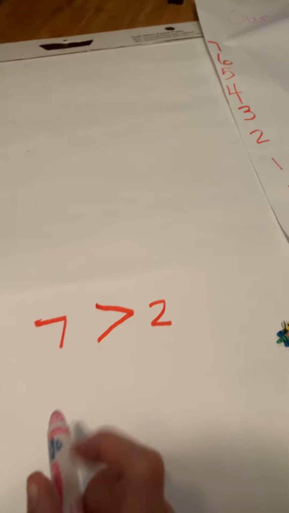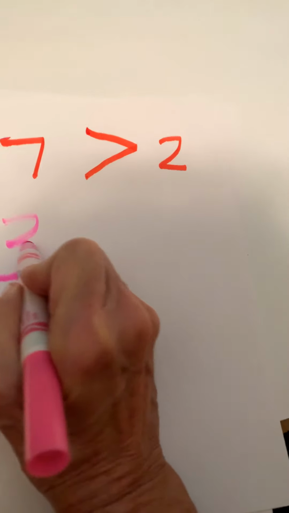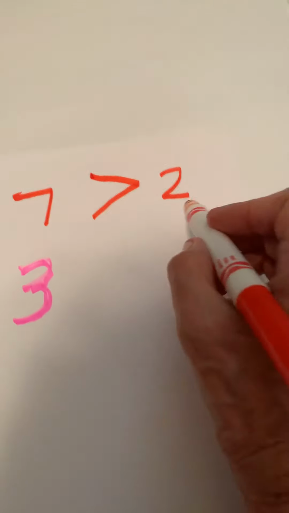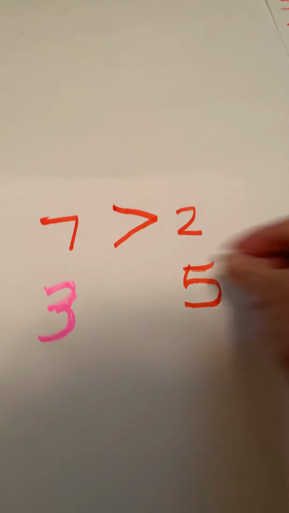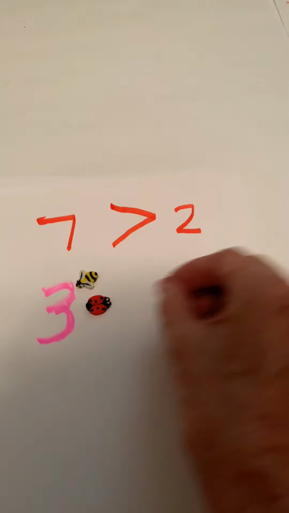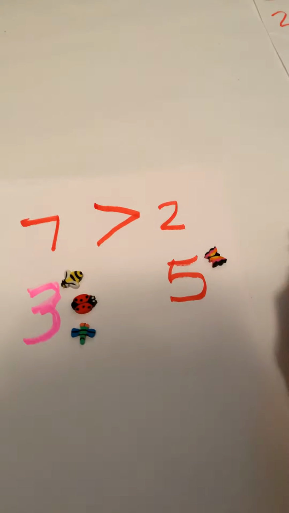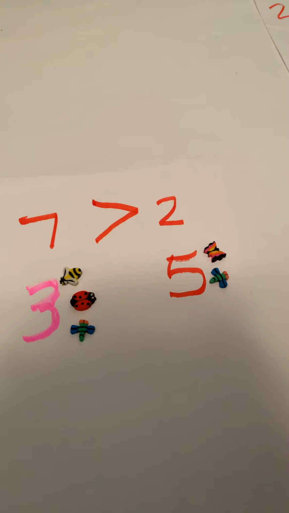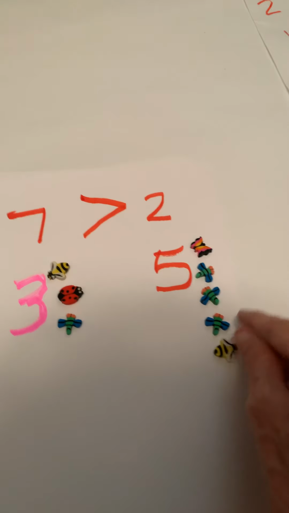Okay, let's do some more. Let's put 3. Okay, and 5. Okay, now let's put 3 here. 3 bug erasers. And let's put 5 on this side. 1, 2, 3, 4, 5.